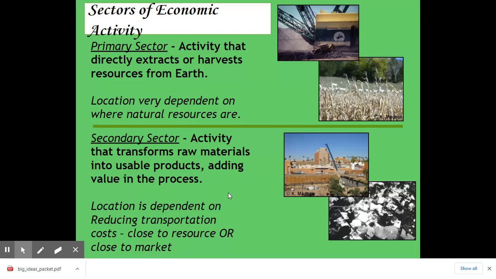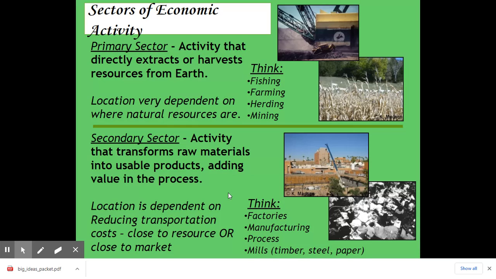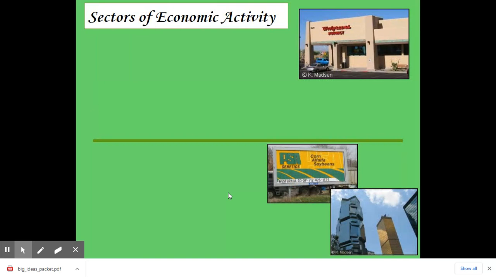Next sector is tertiary, which means like third. So the tertiary sector is going to be the connector. So you are the middle person. I was about to say middleman, but I'm trying not to be gender specific. You're taking the primary sectors and you're connecting them to the secondary sectors, and then you are creating the business that allows for that industry.